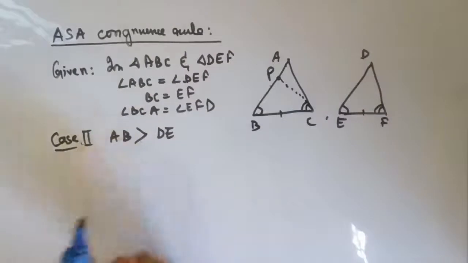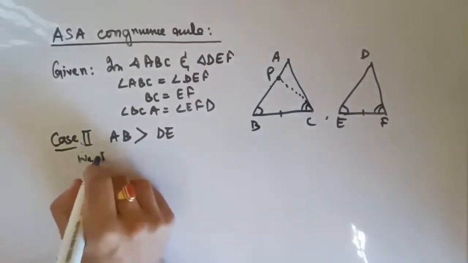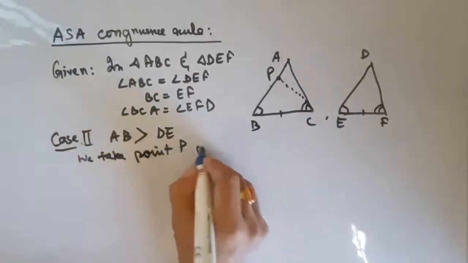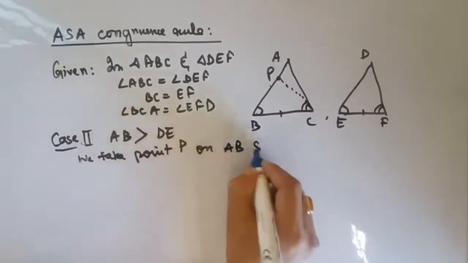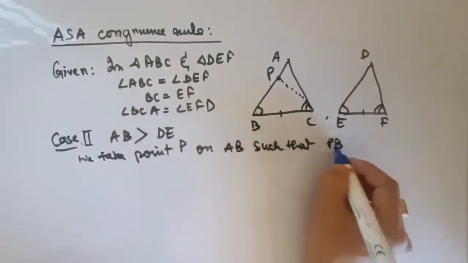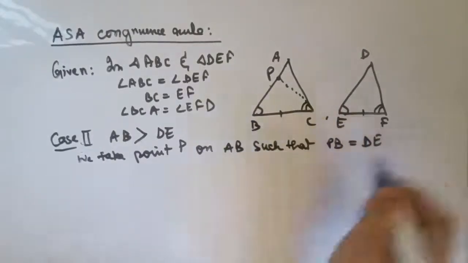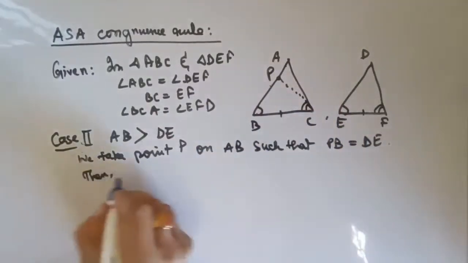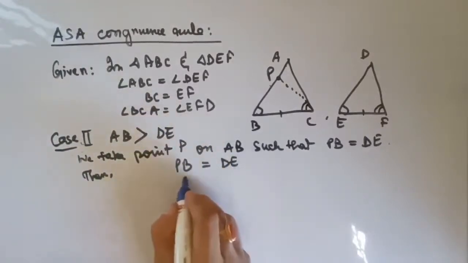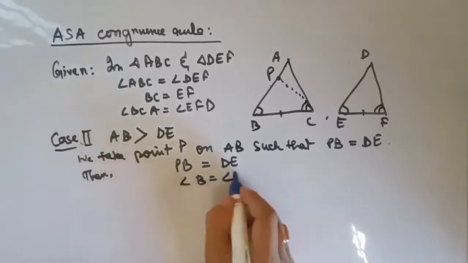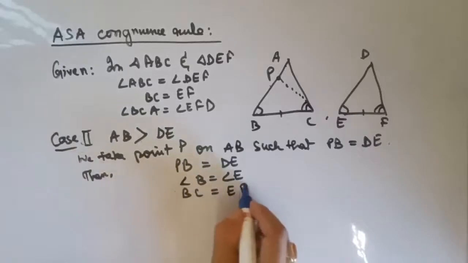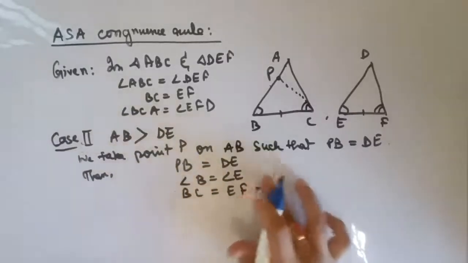For case 2, we take point P on AB such that PB is equal to DE. Then PB is equal to DE, angle B is equal to angle E, and BC is equal to EF. These are already given in the statement.